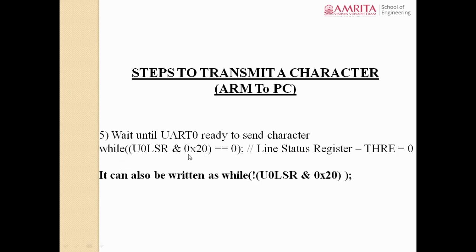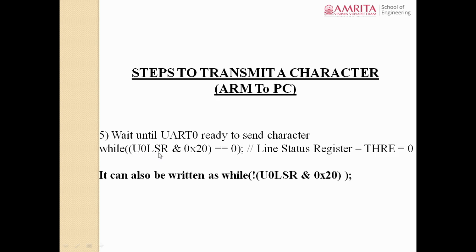While U0LSR AND 0x20, if that value is equal to 0, what does it mean? UART is not ready. So you need to wait here. So while a condition is true, what will happen? It will execute the statement. Since here we don't have any statements, you are putting a semicolon here itself. So until U0LSR AND 0x20 is equal to 1, this statement will keep on continuing, right? When the condition given inside this while loop is true, it will keep on executing this statement itself, right?